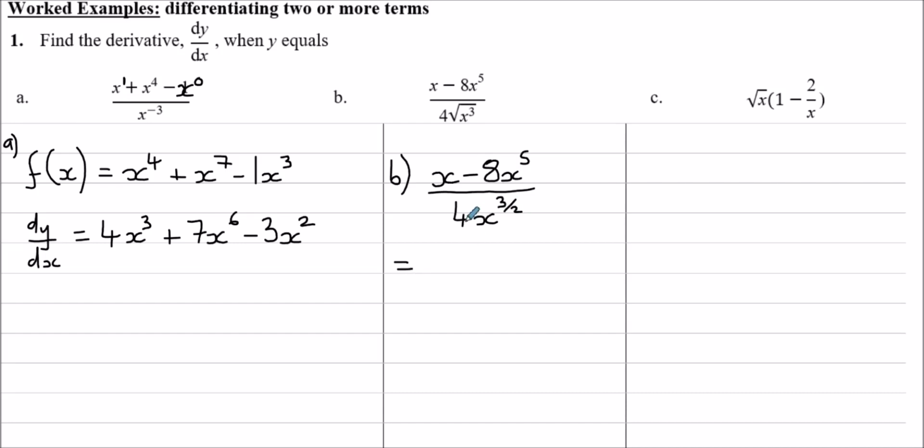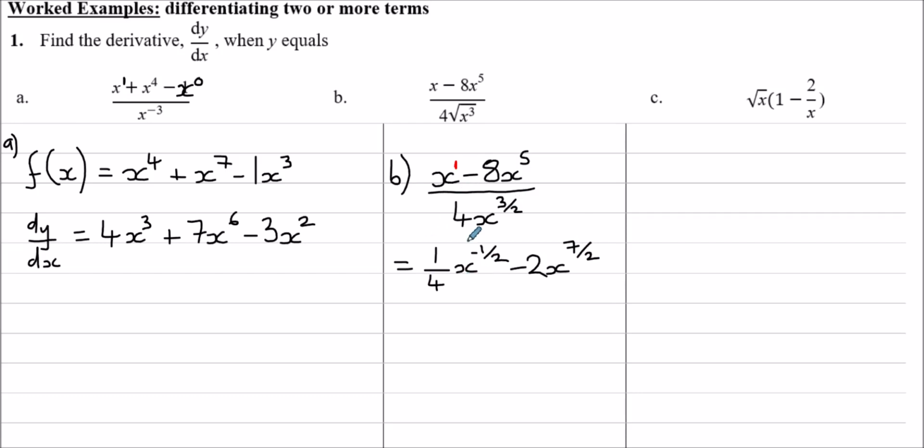So that becomes 4 on the bottom, we're going to have a quarter. The first power of x is going to be x to the power 1 divided by x to the power 3 over 2. So the power is going to be 1 minus 3 over 2, which is going to be minus a half. And then the next term, minus 8 divided by 4, we get minus 2. The new power of x will be 5 subtract 3 over 2. 5 take away 3 over 2 is going to give us 3.5. As a power of x without using decimals, that's going to be 7 over 2.